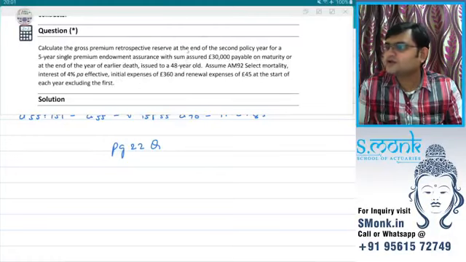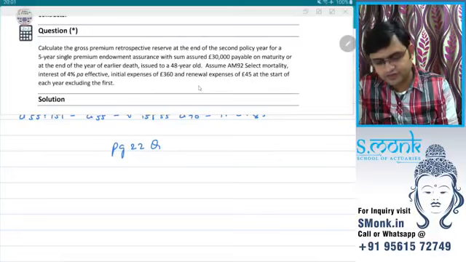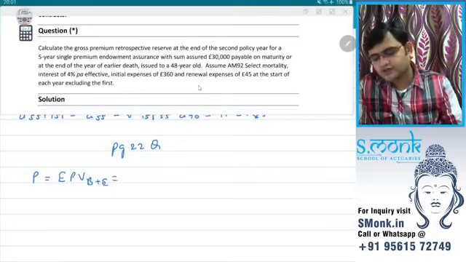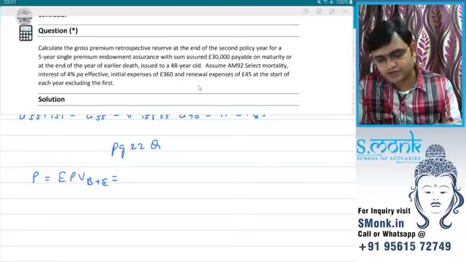So in this, they have not given us what the premium is, so we'll have to first find the premium. Okay, single premium, so it will just be the expected present value of the benefit plus expenses, right? So if I write benefit plus expenses together, I will have 30,000 payable on maturity or at the end of the year of earlier death.